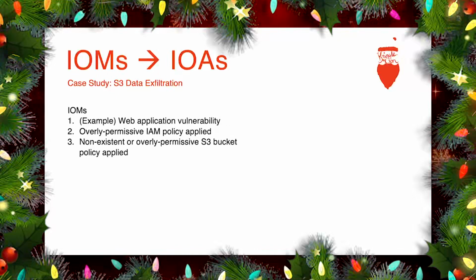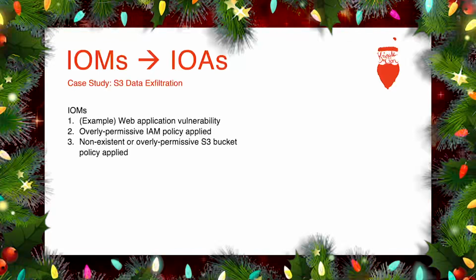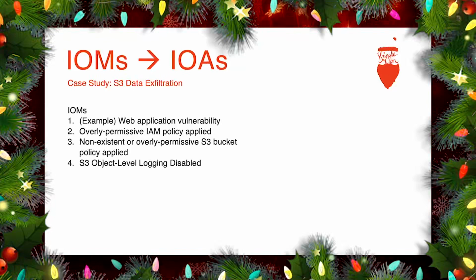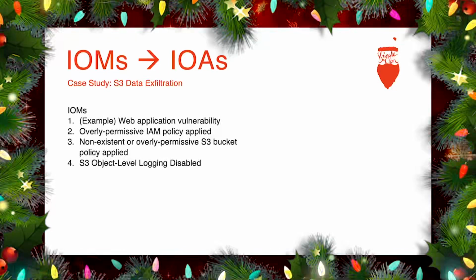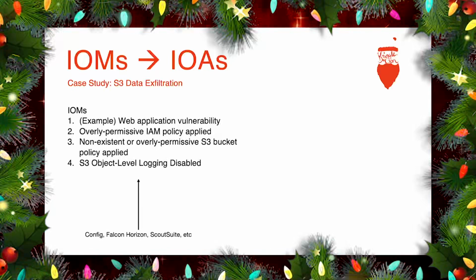Non-existent or overly permissive S3 bucket policy applied, kind of the same as number 2, just on the S3 bucket side. They were able to perform actions that they shouldn't have been able to. And then we'll say S3 object level logging was disabled, so they actually missed out on some of the logs of this pattern or of this IOA. These here are the kinds of things that Config, Falcon Horizon, Scout Suite, etc. detect and assist with remediation and findings and all that.